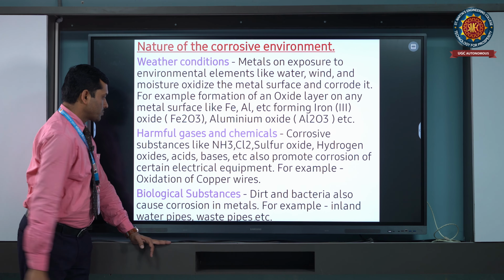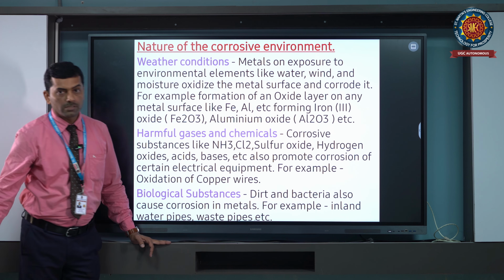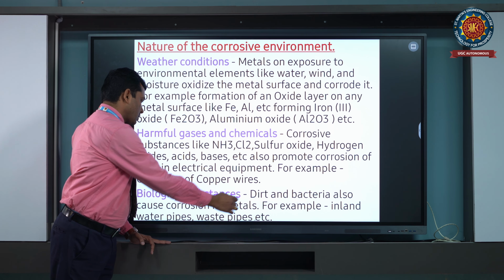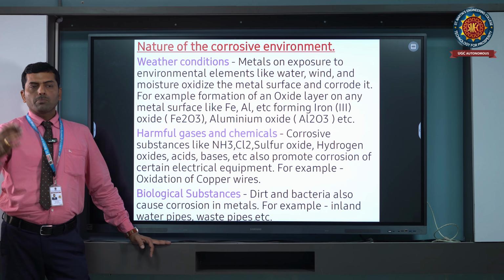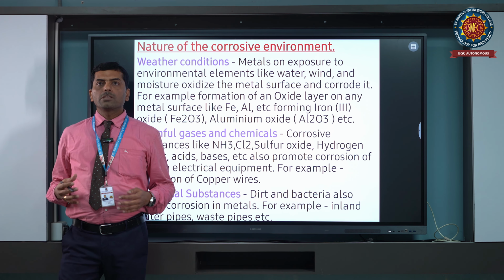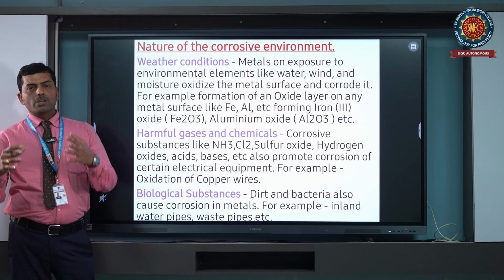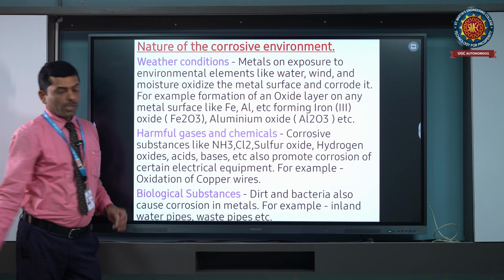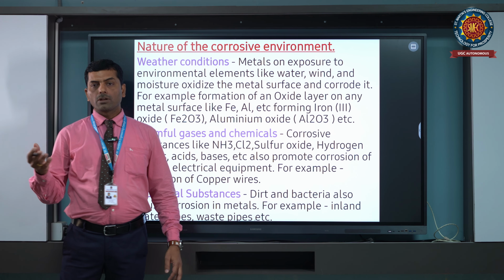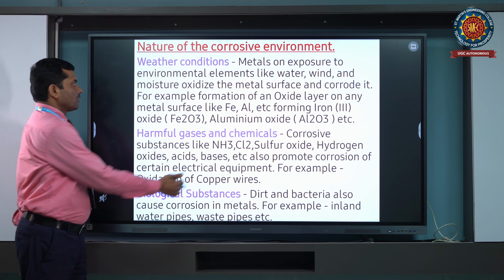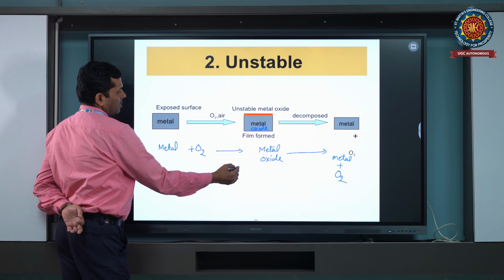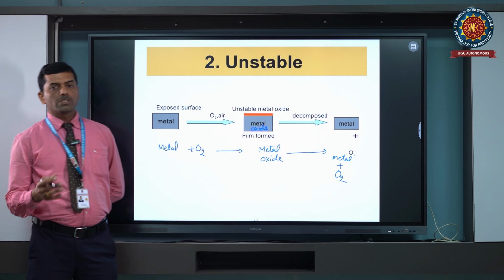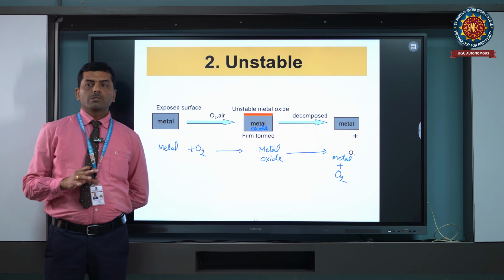Next, biological substances. All types of biological substances like dirt and bacteria are chances for corrosion of metals. You can see inland pipes are prone to the maximum harmful bacteria and also moisture, so there is a major chance of damage to inland pipes and also underground wire lines. These are the general causes under different conditions, and we can see how metals are corroded.